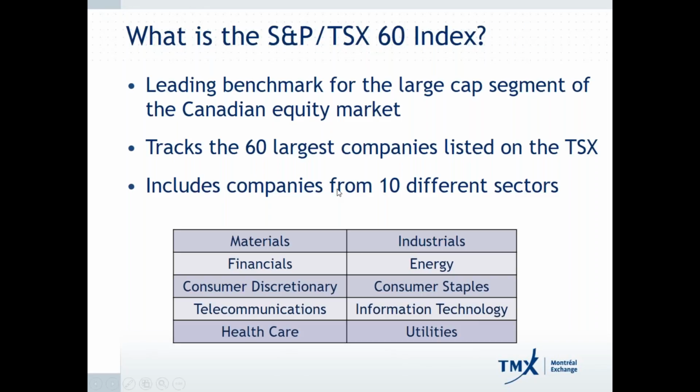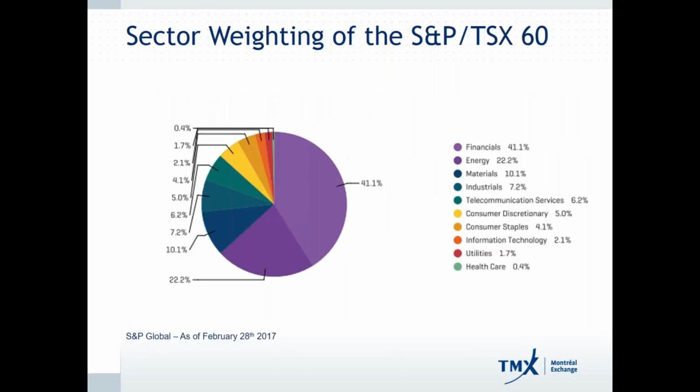So one of the considerations for Canada is, of course, our energy and our financials. You'll recognize here, when we take a look at the sector weightings of the S&P TSX 60, about 41.1% of the index is weighted in Canadian financials. Of course, everybody loves Canadian banks, and that's why there's significant exposure there. They're some of the largest capitalized companies in Canada, and Canada is also well known for its role as an energy player, so the next largest holding is energy at 22.2%.